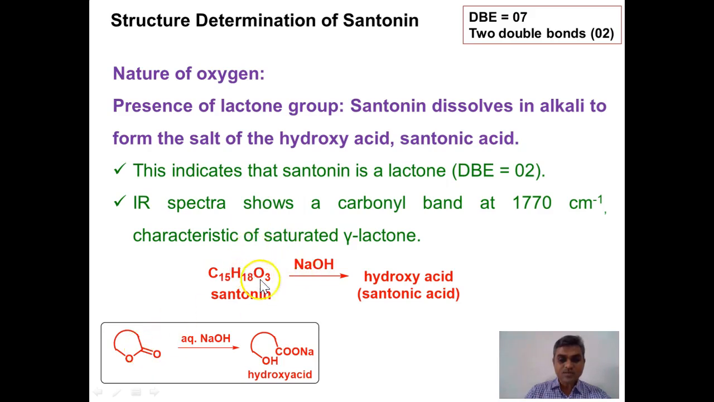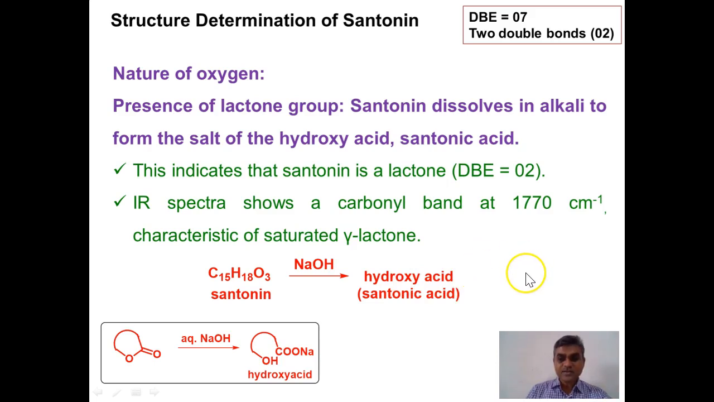In other words, out of 3 oxygens, we have accounted for the nature of 2 oxygens in the form of lactone. This presence of lactone is again supported by the IR data. IR of Santonin shows a strong peak at 1770 centimeter inverse, and this is a characteristic signal of gamma lactone. So on the basis of this simple experiment, the reaction of Santonin with NaOH forming hydroxy acid gives us the information that there is a presence of a lactone ring.